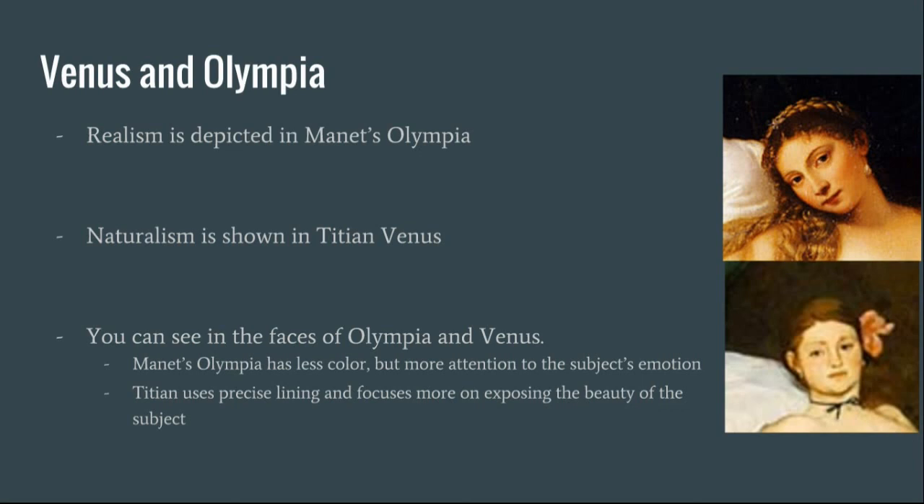You can see this in the faces of Olympia and Venus. Manet's Olympia has less color, but more attention to the subject's emotion. And Titian uses precise lining and focuses more on exposing the beauty of the subject rather than exposing her emotion.